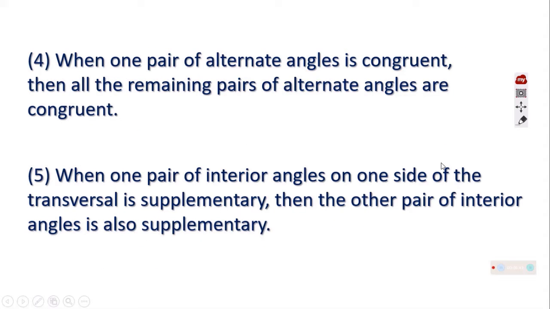When one pair of alternate angles is congruent, then all remaining pairs of alternate angles are congruent. In the same way, when one pair of interior angles on one side of the transversal is supplementary, then naturally the other pair of interior angles is also supplementary. Okay, we'll move ahead.